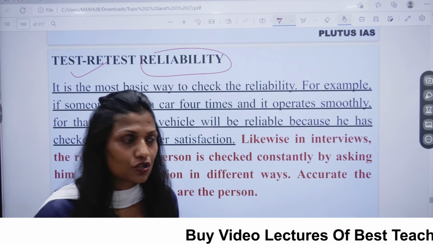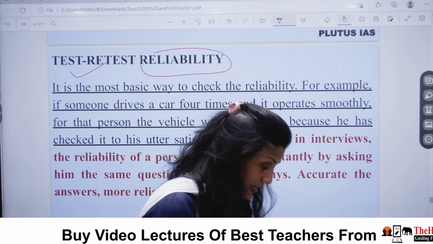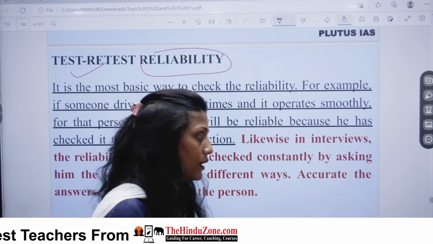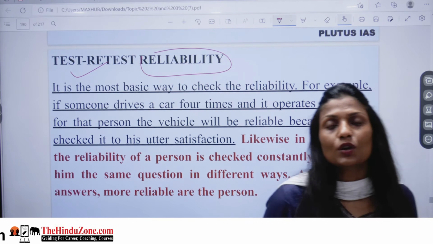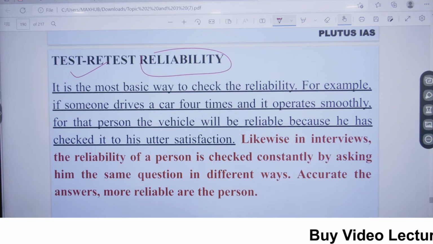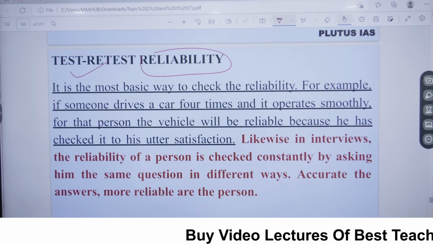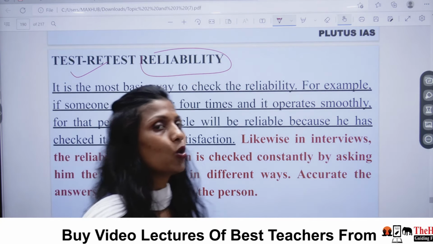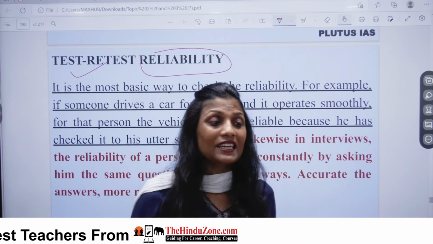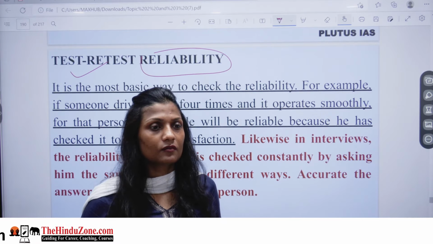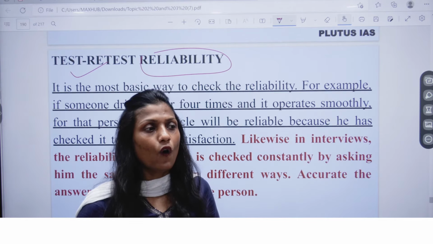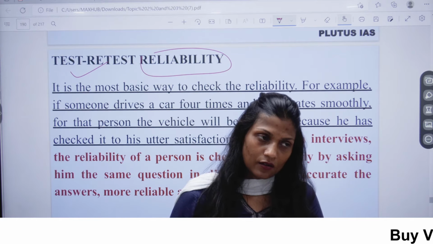In social science research, akin to natural science research, akin means similar, reliability holds a central position in determining the success rate of research.